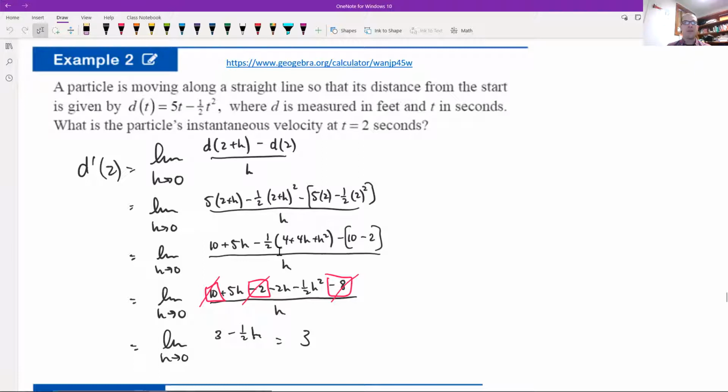Reduce things down a little bit such that by this time you get to 10 minus 2 minus 8, and those are able to cancel, and you're just left with terms that have h on the top, and then you're able to divide through by h so that you have just 3 minus 1/2 h left over. And as you take the limit, as h goes to 0, you get 3.